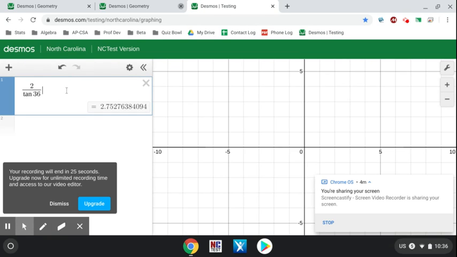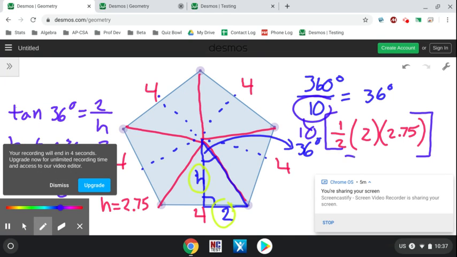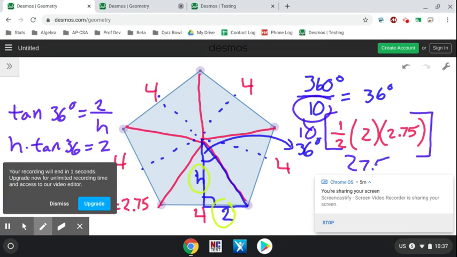That's my 2.75. Multiply it by my 2 times my 1/2. And don't forget to multiply it by your 10 as well. The order you type these in doesn't matter because multiplication is associative. And that gives me 27.5. So that is the approximate area of this pentagon, 27.5.